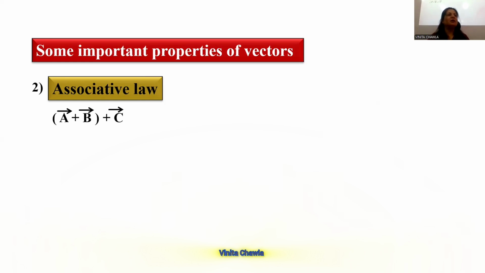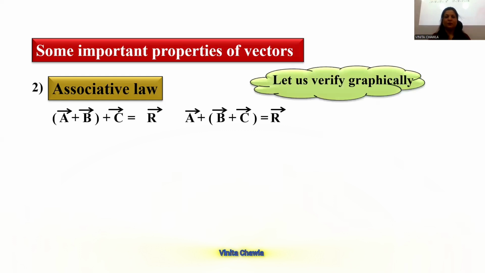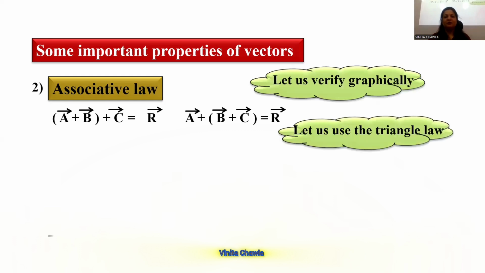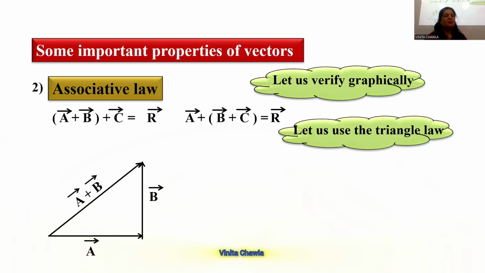So for three vectors A, B and C, if we add vector A and B first and then we add C to it, or we add B and C first and later we add A, then they are all equal. We get the same resultant. So let's verify this graphically. Let's use the triangle law again. So we have these two vectors, vector A and vector B. So this represents vector A plus B. This is the resultant vector of these two vectors, right?